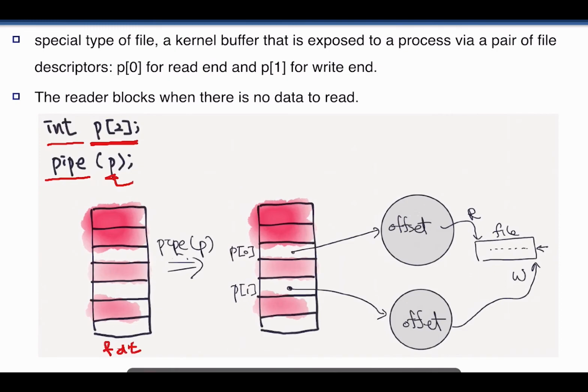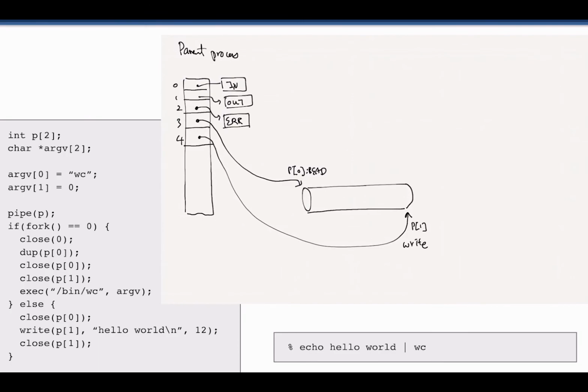And then if you call pipe p, the operating system scans the file descriptor table and finds the empty entries here and here. Then it creates a file, creates two offsets, and saves the file descriptor table entries that point to the offsets here and here. The important thing is that the first element of the two-integer array stands for the read end of a file, and the second entry in the array stands for the write end of a file. Let us read the code that uses pipe.